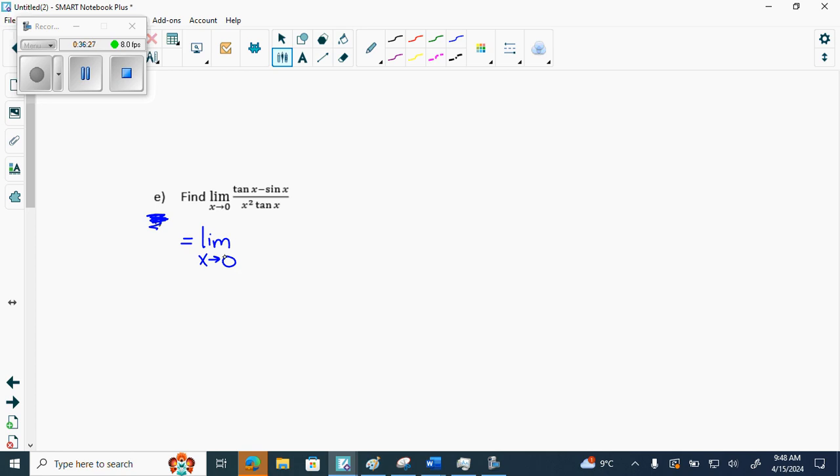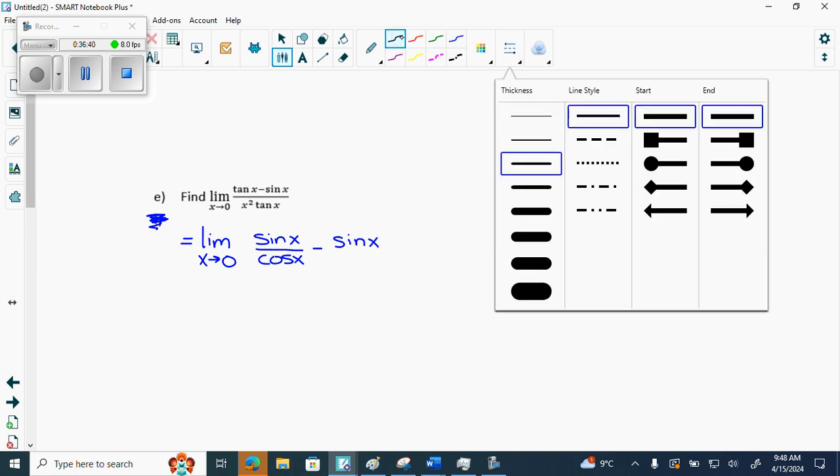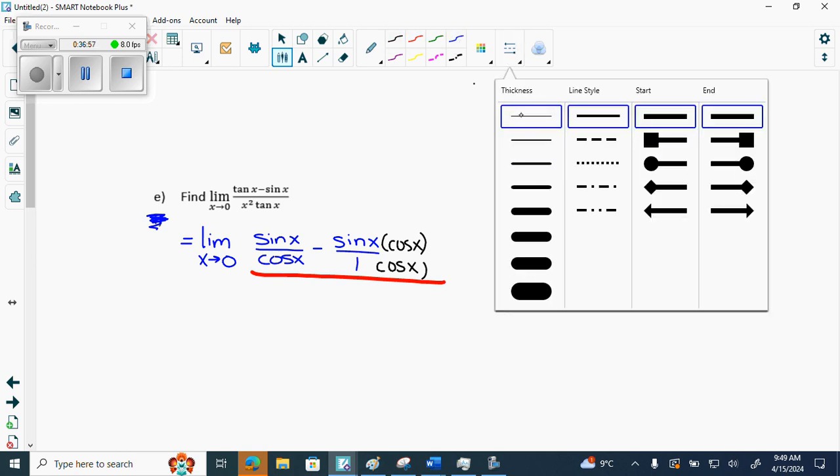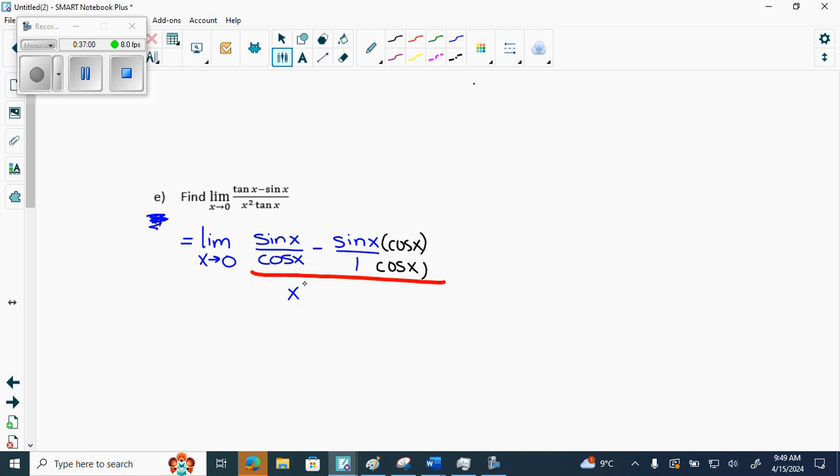So tan x, what could I rewrite that as? Sin x over cos x. Minus sin x. To put these together, what am I going to have to do? Common denominator of cos x. So this is currently over 1. I'm going to have to multiply it by cos x over cos x. Then the bottom I have x squared over 1, and it's being multiplied by, what can I change that to? Sin x over cos x.